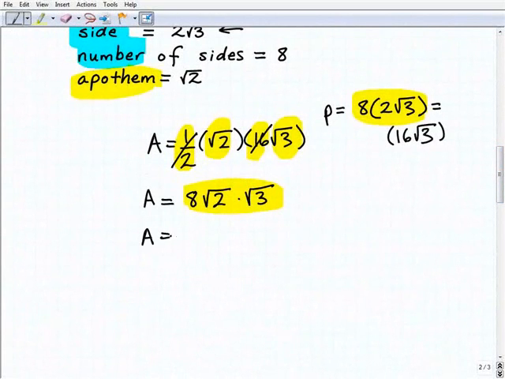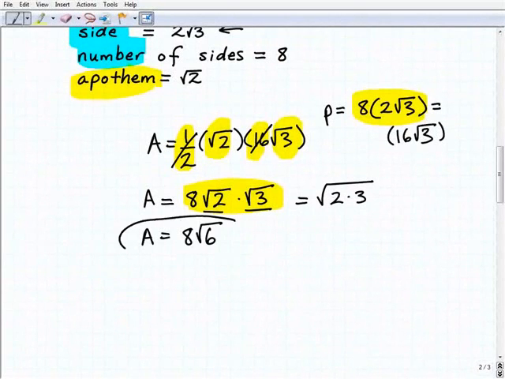So the area is going to be equal to 8 times radical 2 times radical 3, which is equal to 8 times the square root of 2 times 3. So this will be 8 times the square root of 6. Now, if you take the square root of 6 on your calculator, multiply by 8, and get the same value, that's good. I don't want to deter you from understanding, but you need to know how to work with these radicals. Really, really important.